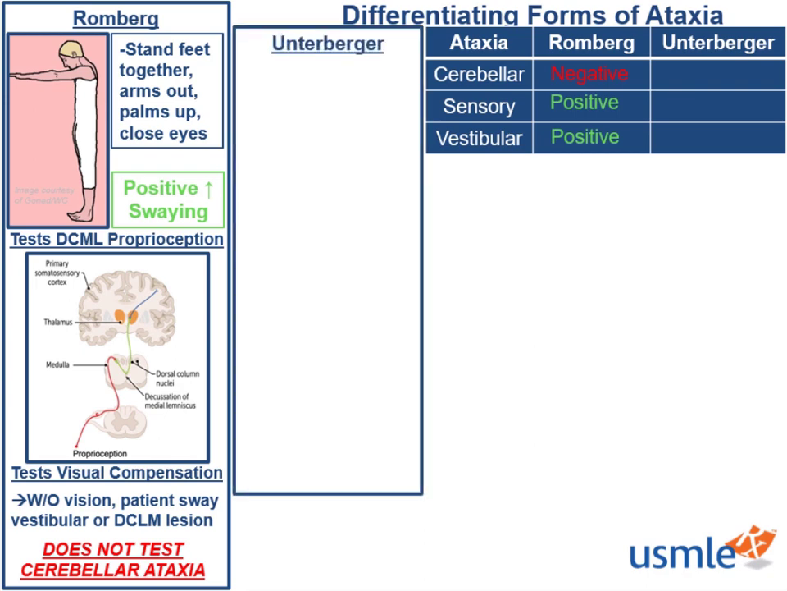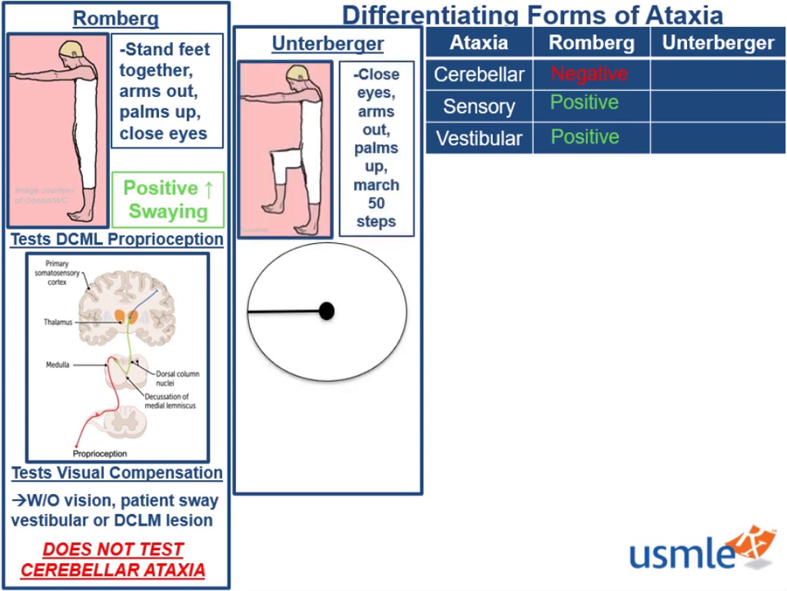The Unterberger test allows us to differentiate sensory and vestibular ataxias by asking the patient to close their eyes, stretch out their arms with their palms up, and march in place for 50 steps. If they march and turn greater than 30 degrees in a circle to the right, they have right vestibular issues. Conversely, if they turn more than 30 degrees to the left, they have left vestibular issues, both findings of a vestibular ataxia.